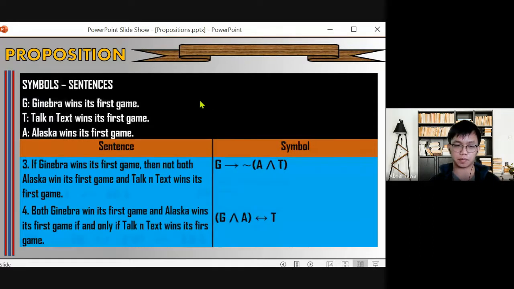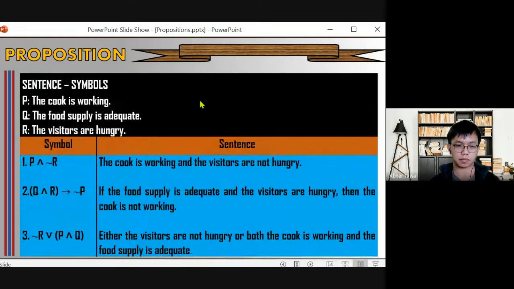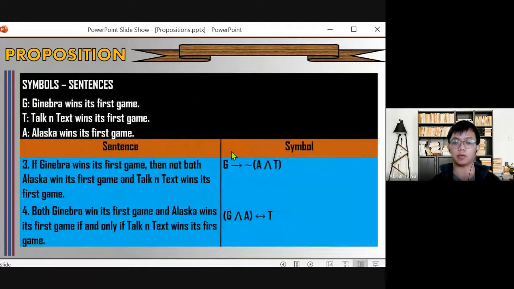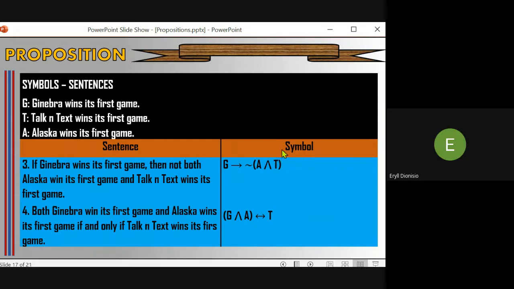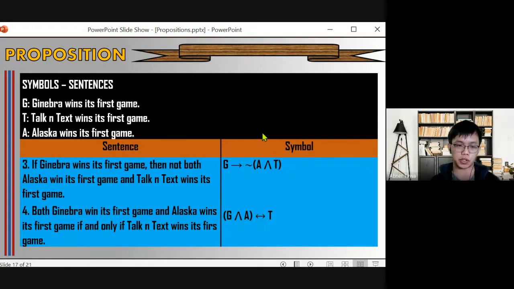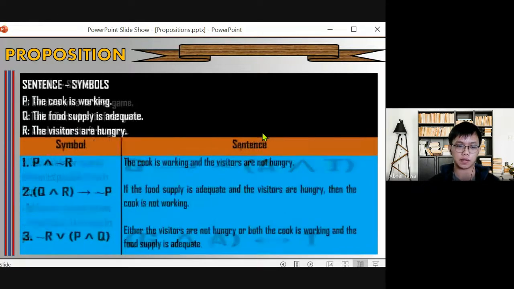Okay. May katanungan ba dito sa sentence to symbols? None, sir. Okay, so pag wala, let's proceed naman dun sa the other way around, from symbols to sentence.